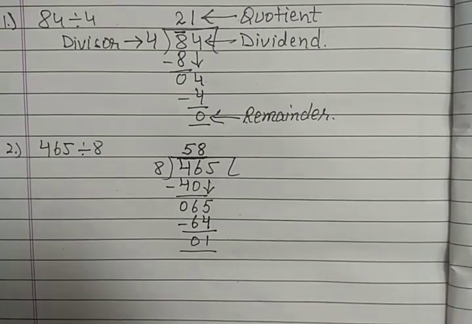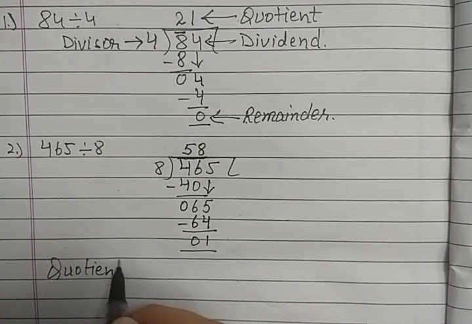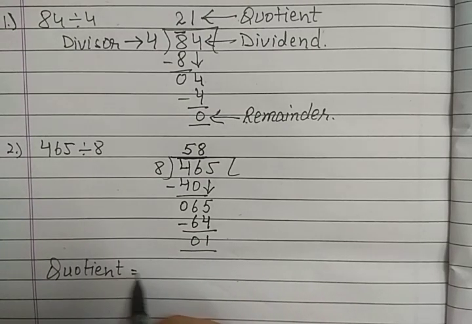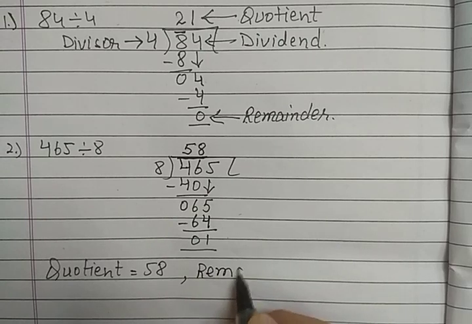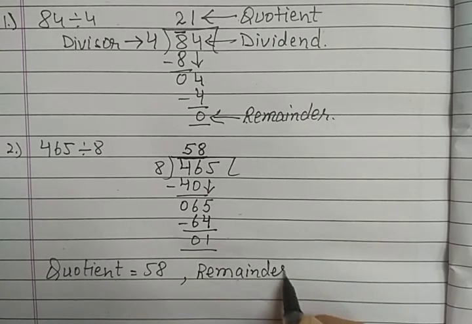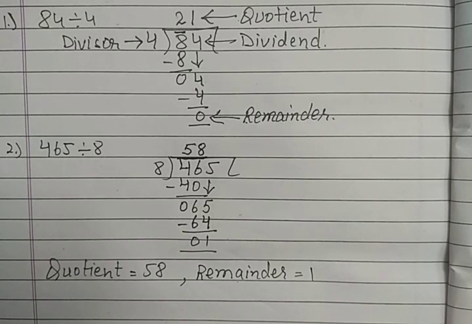So here the quotient is 58 and the remainder is 1. So in this way we can divide the numbers.